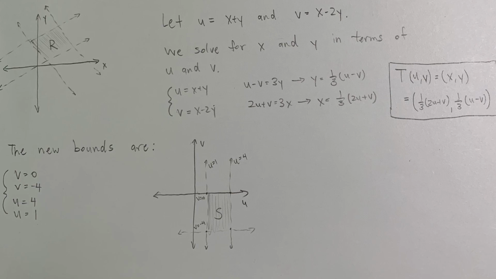So we can write x and y equal to the transformation of u and v, which is equal to 1/3 times (2u plus v) and 1/3 times (u minus v). Then as a result, our new bounds are v equals 0, v equals -4, u equals 4, and u equals 1. We can plot the graph of S as shown here, and it is a rectangular region.